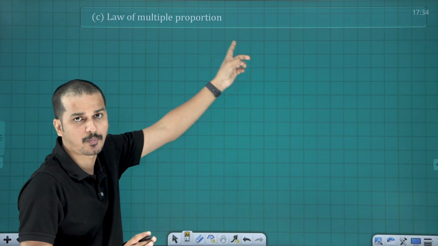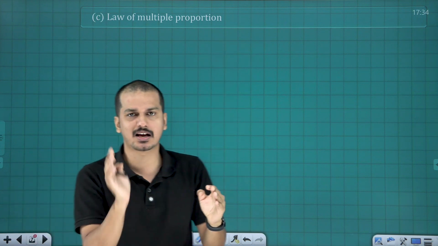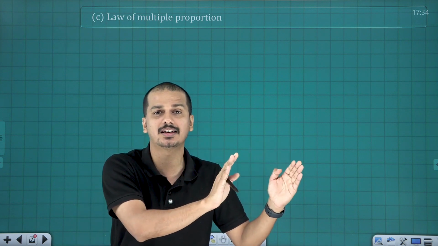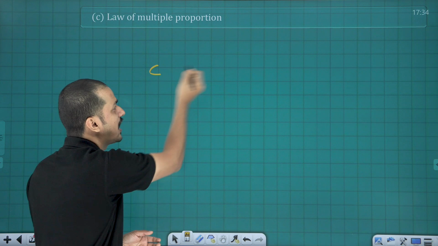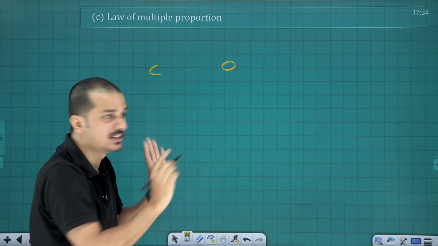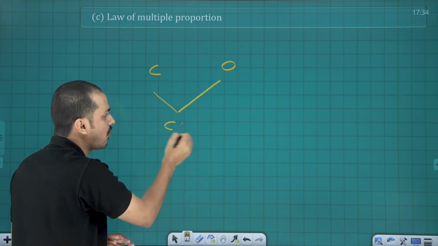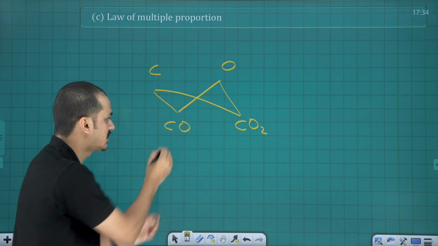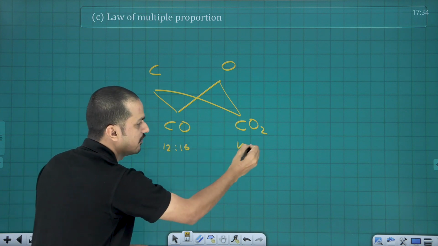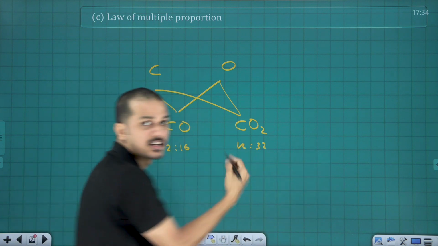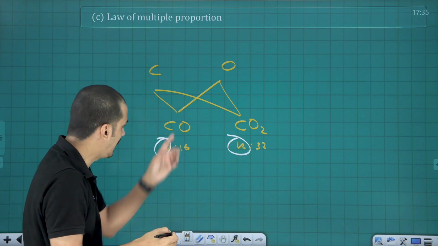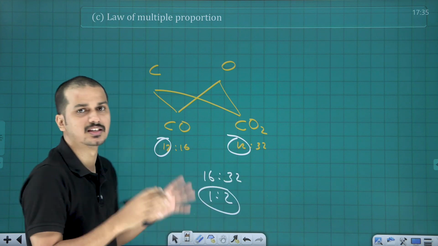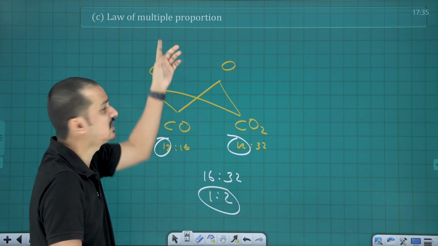And what about the law of multiple proportion? This states that when 2 elements combine to form more than one compound, if the mass of one element is fixed, the masses of the varying element are in a simple whole number ratio. For example, carbon and oxygen form more than one compound, like carbon monoxide and carbon dioxide. The ratio of their masses is 12:16 as well as 12:32. Here the mass of carbon is fixed, and the combining oxygen's ratio is 16:32, that is 1:2. This is a simple whole number ratio. That is the law of multiple proportion.